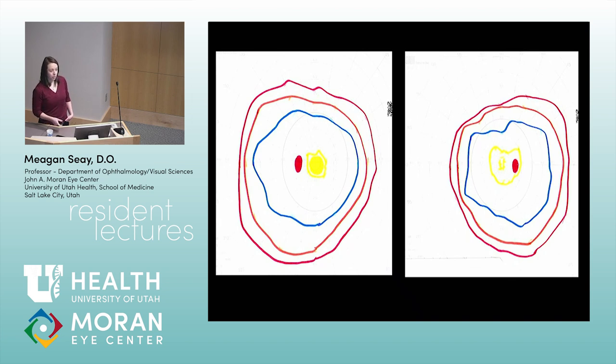Localized bilateral central scotomas. Optic nerve could be possible too. Bilateral optic neuropathies can give you central scotomas.